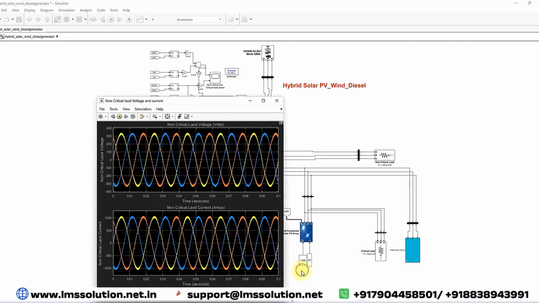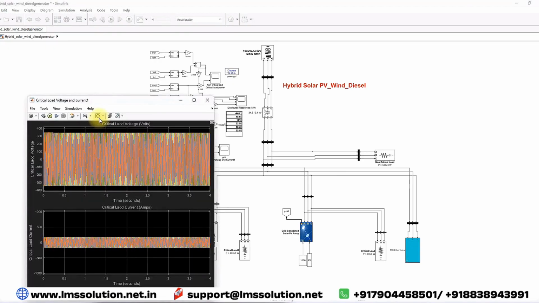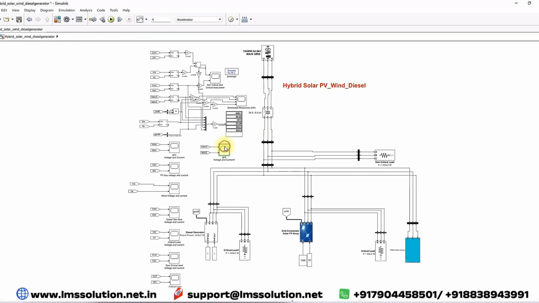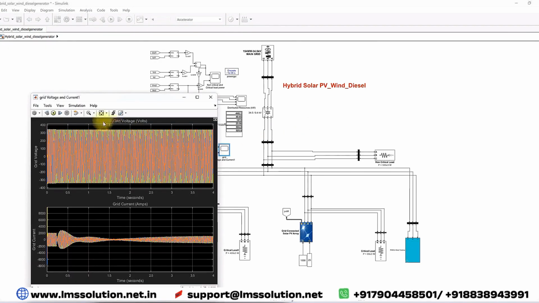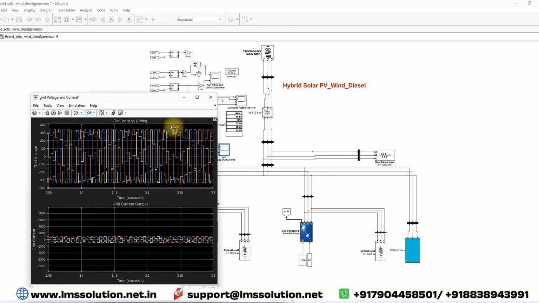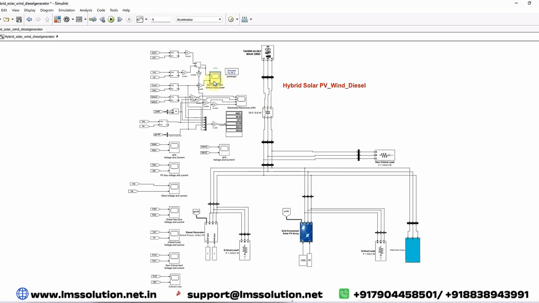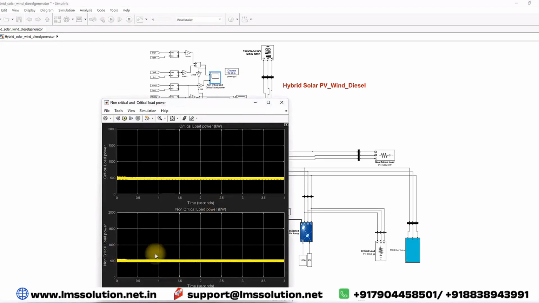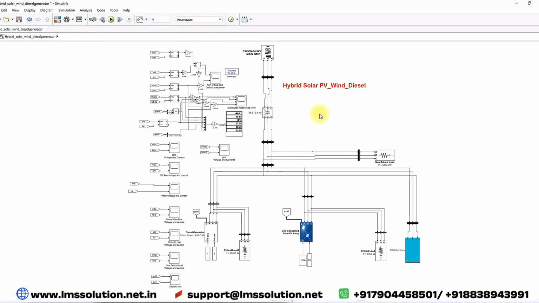voltage and current, and this is critical load 2 voltage and current, and this is the grid side voltage and current. Here you can also see the power of the critical loads and non-critical load in terms of kilowatts. This is the working of the hybrid solar PV wind and diesel generator system along with the grid integration.